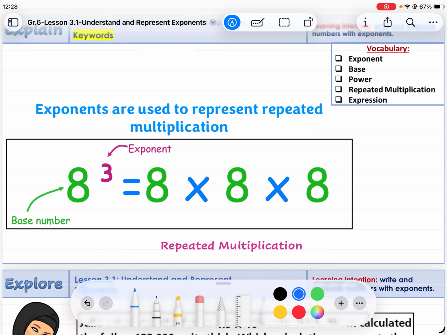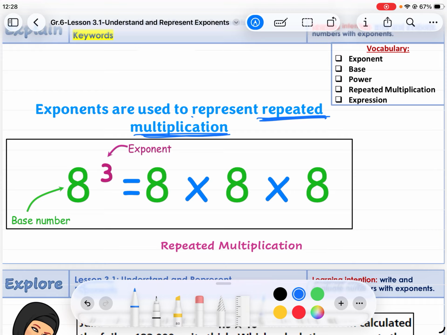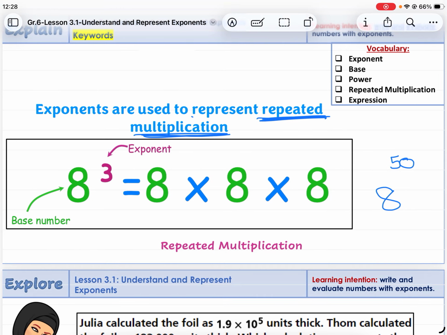Again, focusing on the idea, exponents are used to represent repeated multiplication. Because like we said, sometimes you will have more than 3 eights. You will have maybe 50. So you're going to keep writing 8 times 8 times 8, 50 times. That's so difficult. Instead we just say 8 to the power of 50. This is how you write it as an exponent. 8 is the base, 3 is the exponent, and it tells me that 8 is multiplied by itself 3 times. Then you do your math.